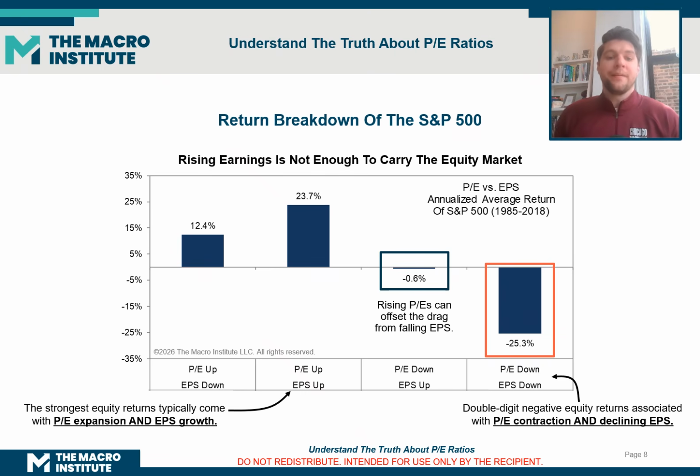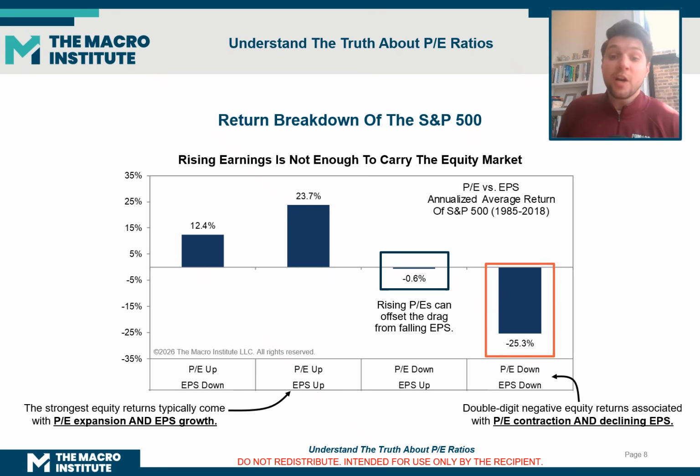So we start here all the way on the left. We can see that PEs, when they move up and EPS or earnings move down, we actually have traditionally a positive return of 12.4%. If we go in the middle, no surprise that this is the strongest returns typically come when both PEs are expanding and EPS is growing. And then in the third one, we see that when PEs are down and earnings are up, I actually reversed the text here. It should say rising earnings can be offset by falling PEs. So in that chart, reverse that in your mind.